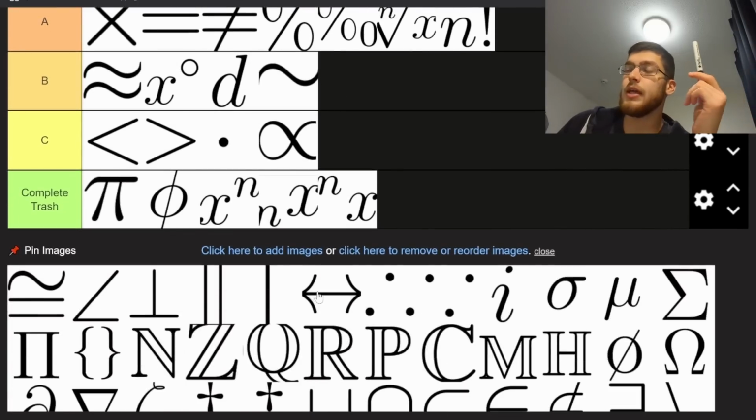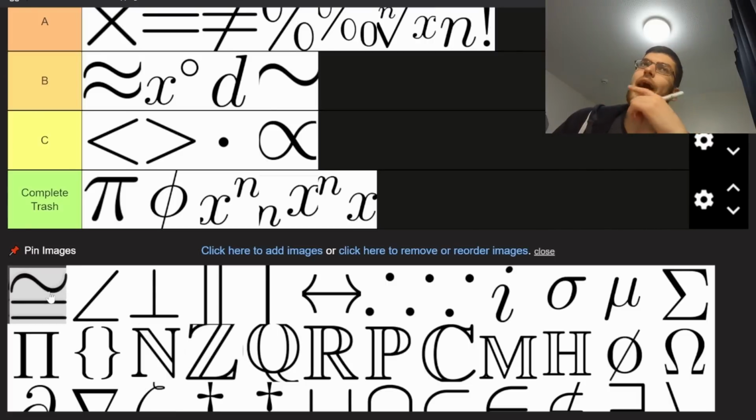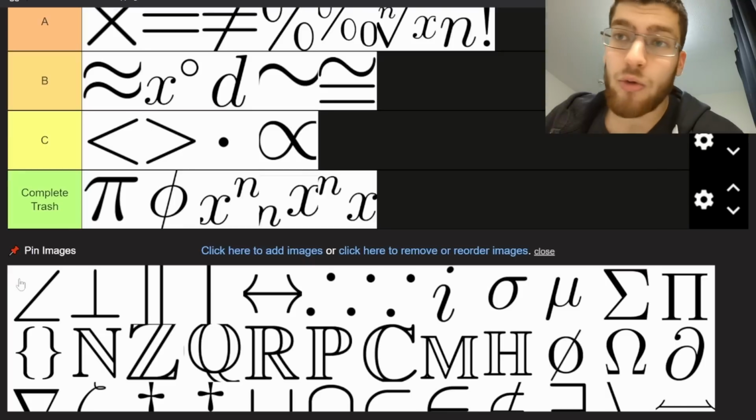I would like it to be more indicative of the size being different rather than it just being a wavy line. You know, it's just a little bit bland. Like, what does a wavy line tell you, really? This congruent to symbol. Next is the angle symbol.